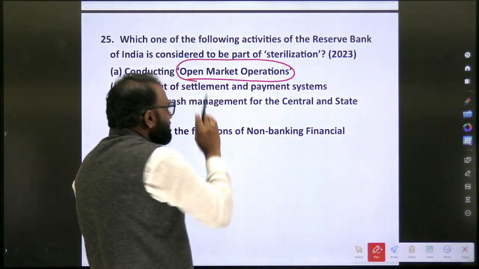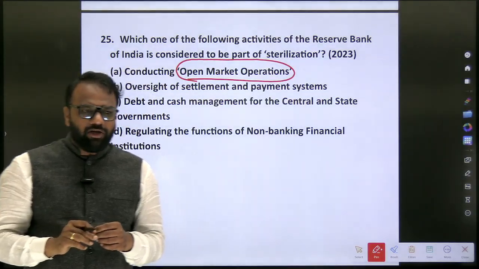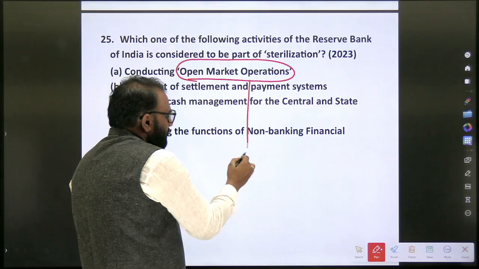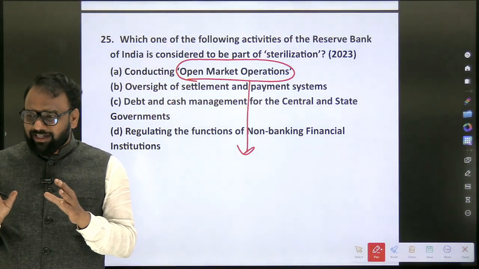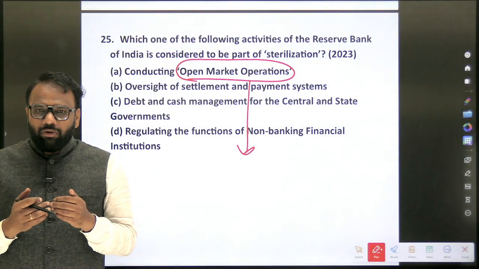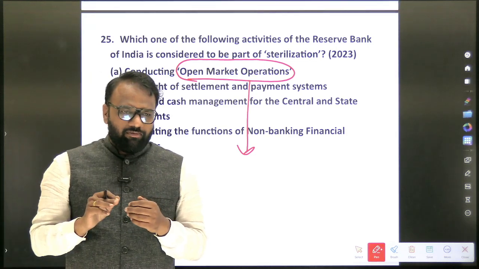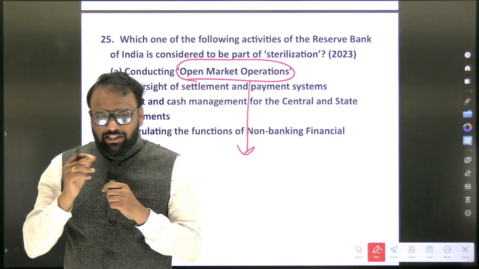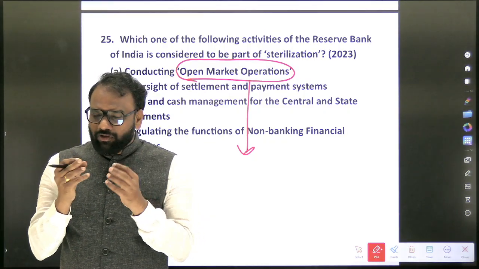Now see, what is sterilization? If you want, you can go in detail. I don't know whether we have discussed it in the normal class or not. So what is open market operation? Buying and selling of government securities. So when there is inflation, if you want to control the inflation, what will RBI do, will it buy the government securities or sell the government securities? See, all these things we should connect.